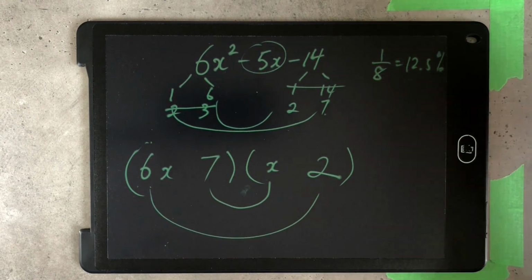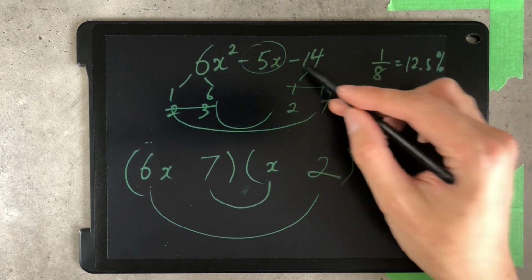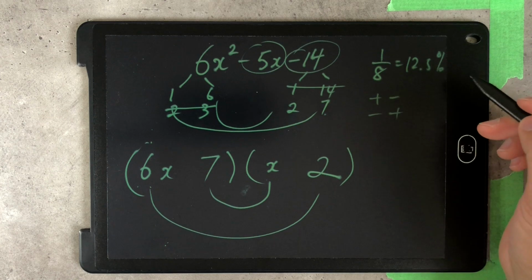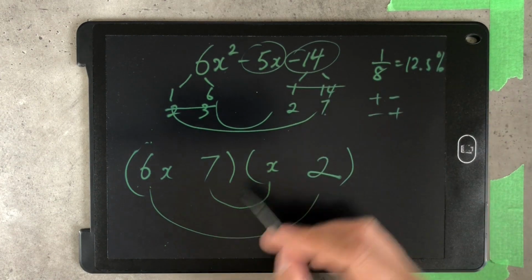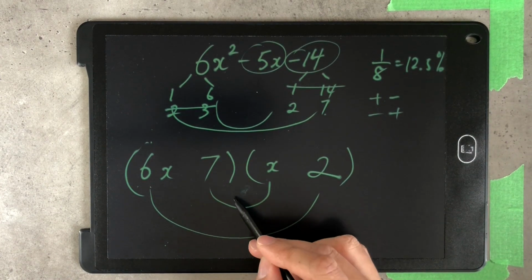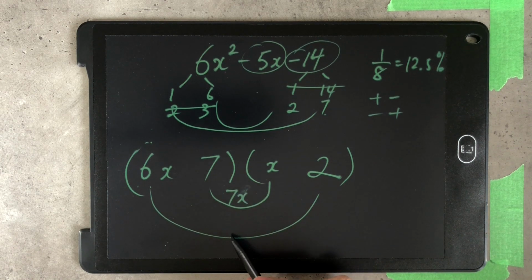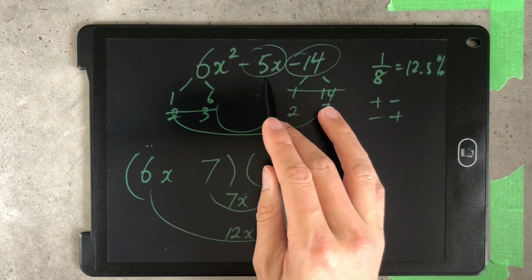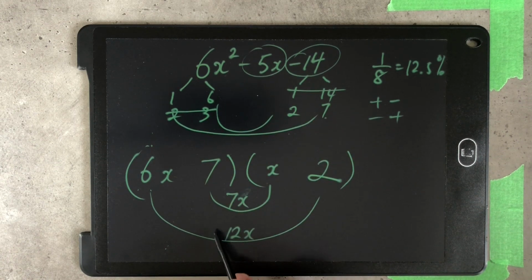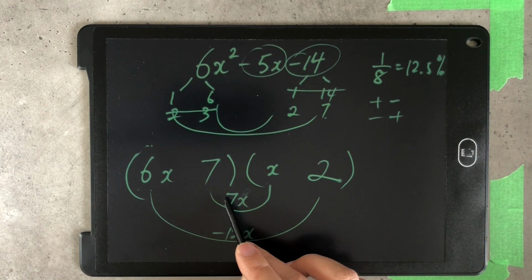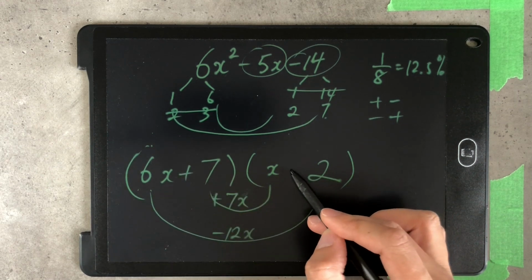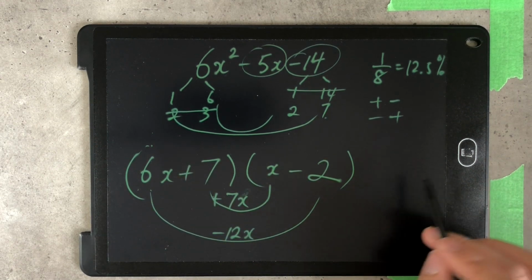Now we just have to figure out the sign. We know it's from the negative 14, it must be positive negative or negative positive. Let's write down the products here. So we have 7x here, and we have a 12x here. And we want a negative number, so that means the big one has to be negative, and the positive is the smaller one. So 7 is positive, and the 2 is negative, and we have our answer.